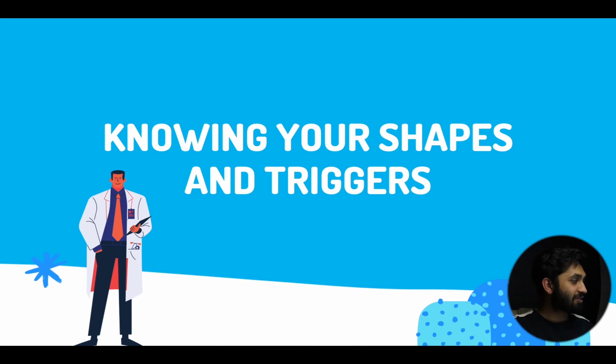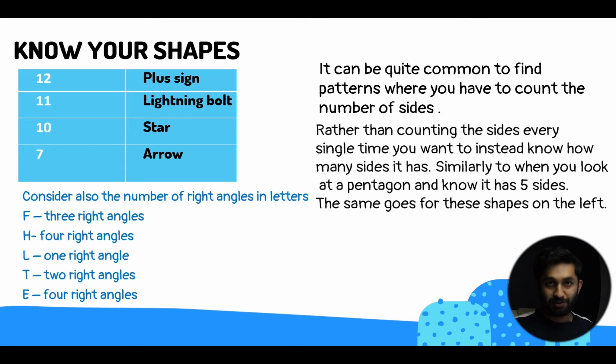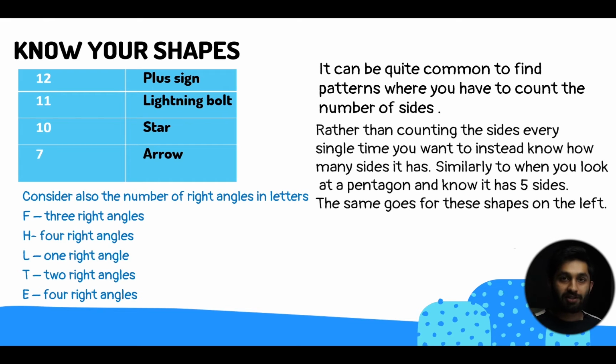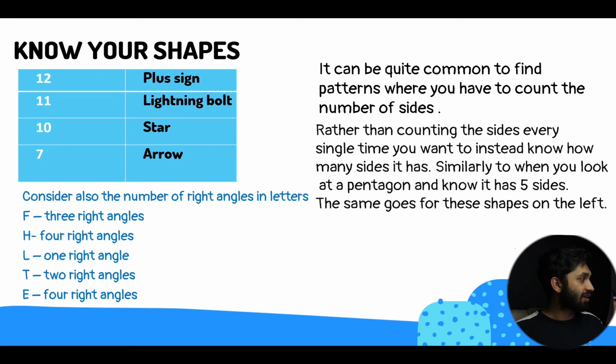Okay, so knowing your shapes and triggers. Throughout abstract reasoning, you will become very familiar with the shapes that you come across, but it's good to know them a little bit more. You will come across a plus sign, a lightning bolt, a star, and an arrow. Now you need to know how many sides each of them usually have, because obviously there are a lot of sides to count and that wastes a lot of time.